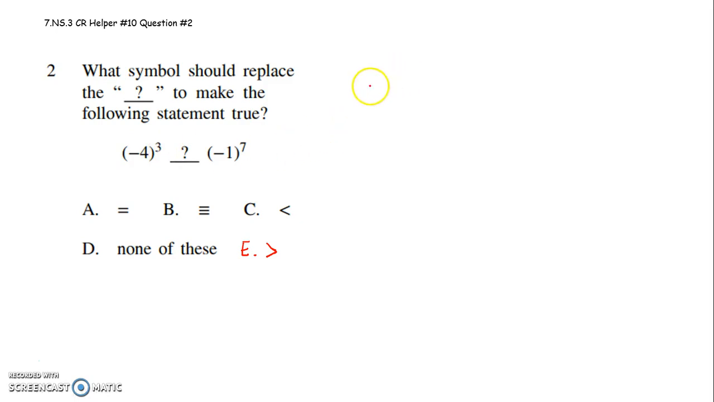-4 to the 3rd power. Let's talk about what that means. -4 to the 3rd power means -4 times -4 times -4. So you have your base, whatever power you raise to, you just multiply it by itself that many times. -4 times -4, negative times a negative is a positive.